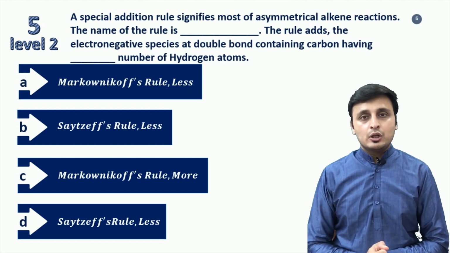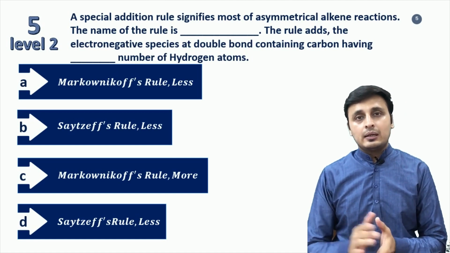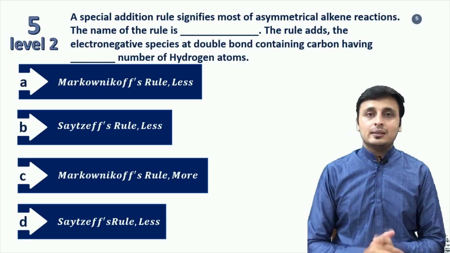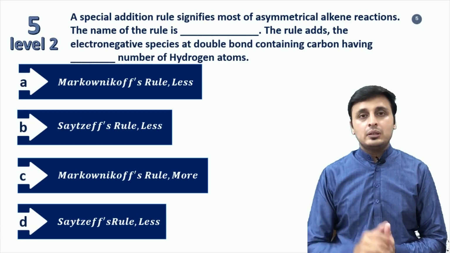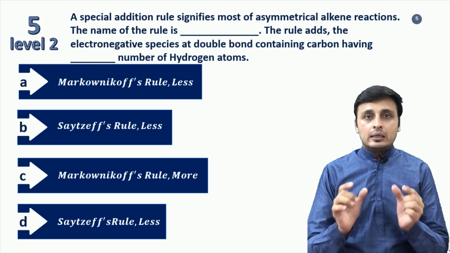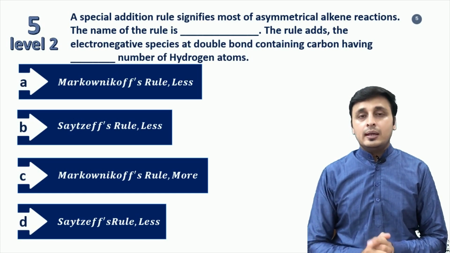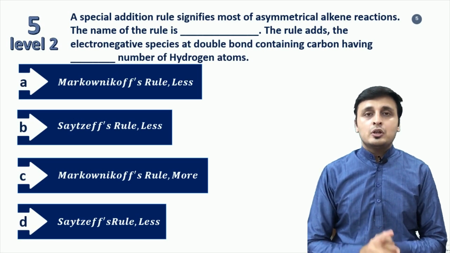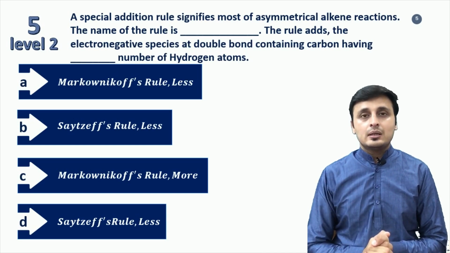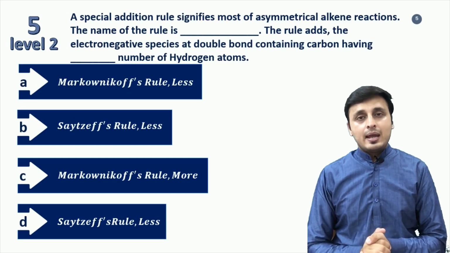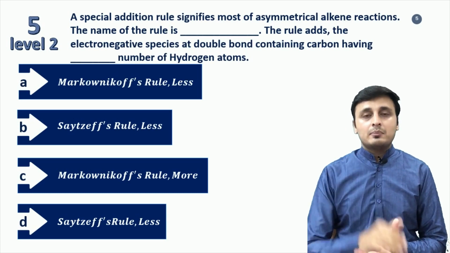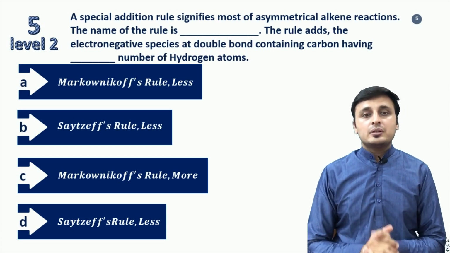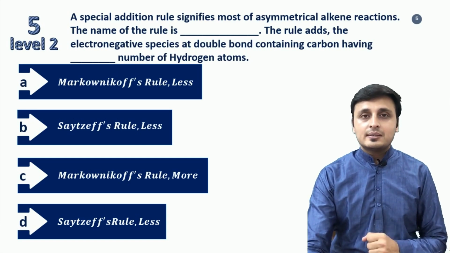Whenever an asymmetric alkene molecule is present and an attacking molecule having an electronegative element is reacted with the asymmetric alkene, the electronegative part of the reagent will attack the carbon having less number of hydrogens, and that carbon must contain a double bond. It means the ethylenic carbon should be there. So the correct answer for this question is Markovnikov's rule, and it will add the electronegative species to the carbon which has less number of hydrogens. So the correct answer is option A, that is Markovnikov's rule and less number of hydrogens.